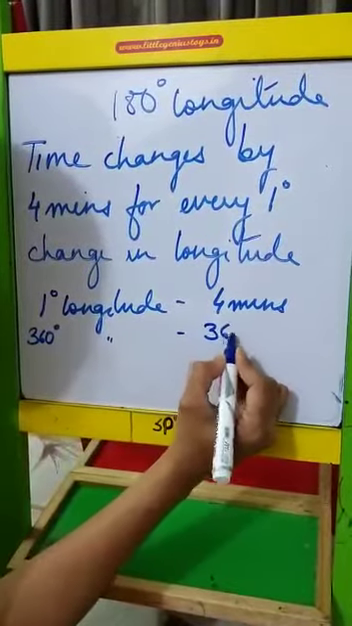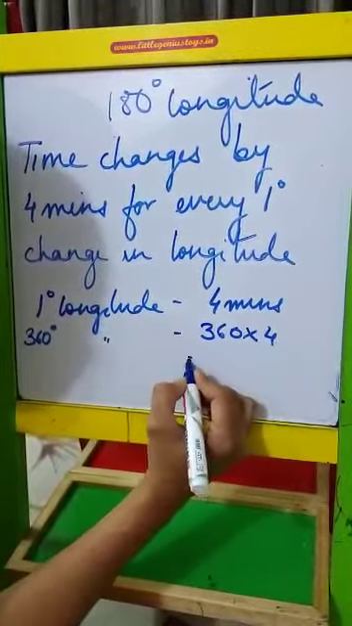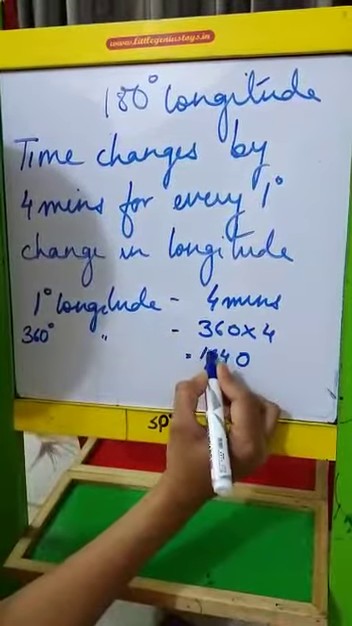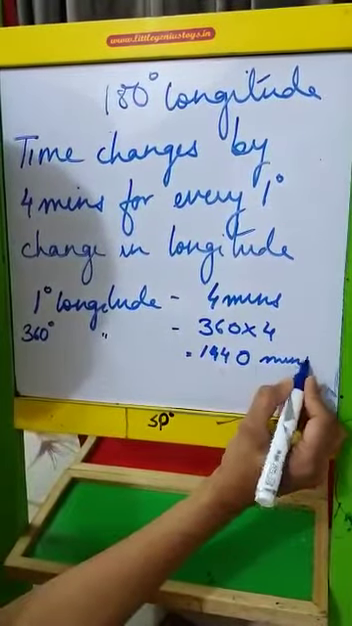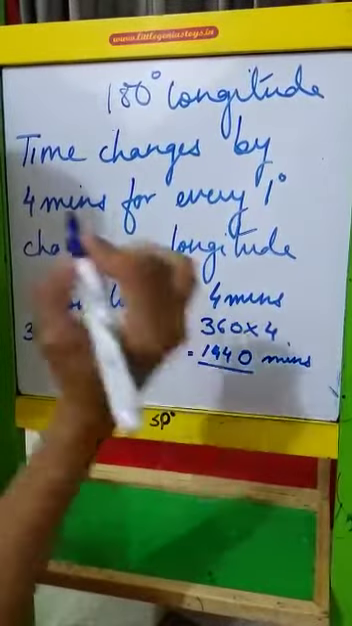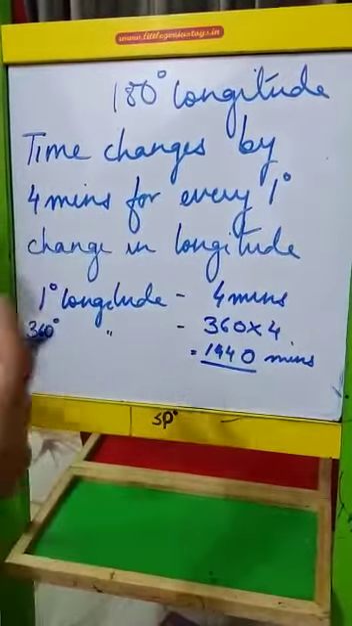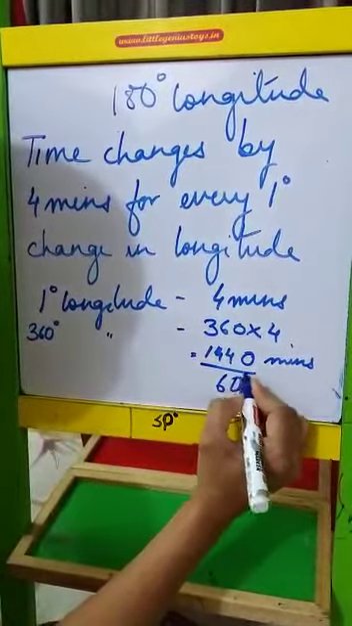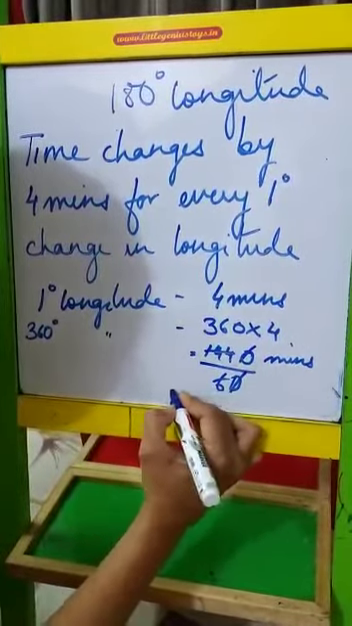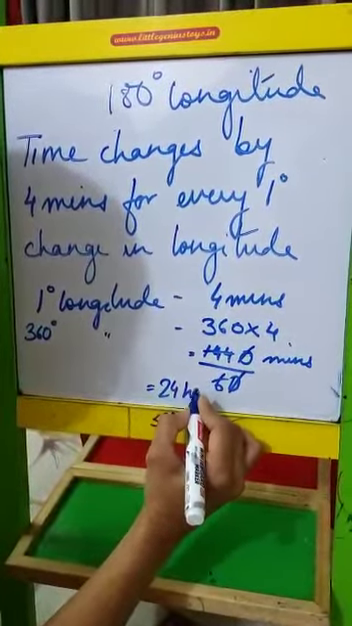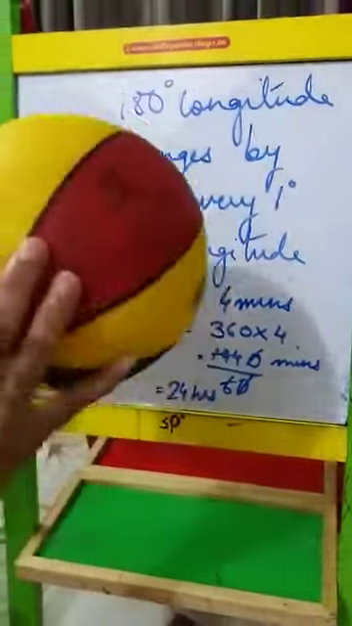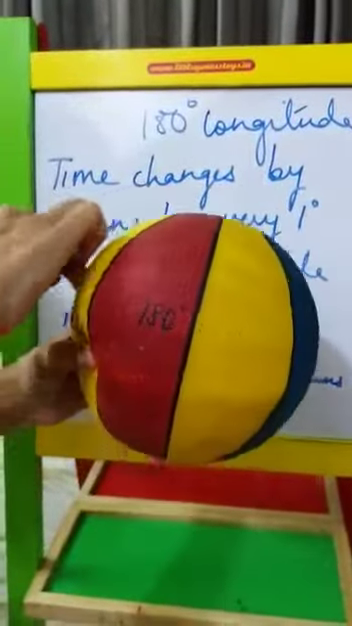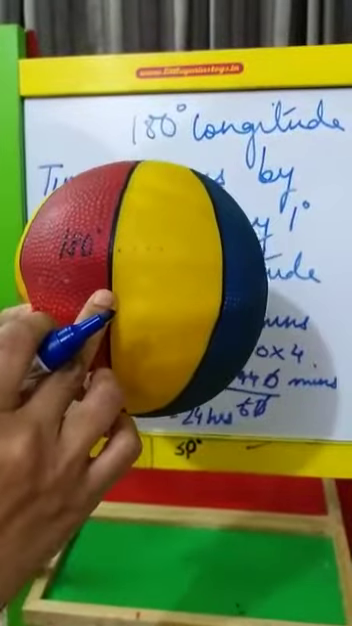my time will change by 360 into 4 minutes, which is 1440 minutes. Now we know that there are 60 minutes in an hour, so obviously it would be some hours, some minutes. If I divide this by 60, I get 24 hours. That means from my 180 degrees, if I travel all around, the time changes by 24 hours.